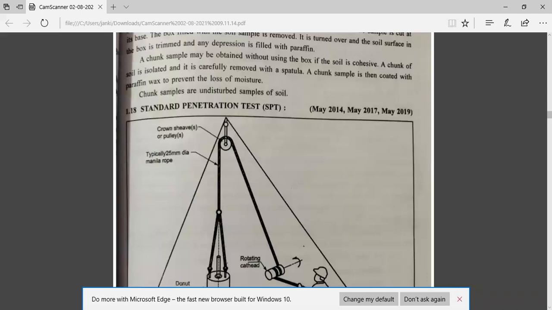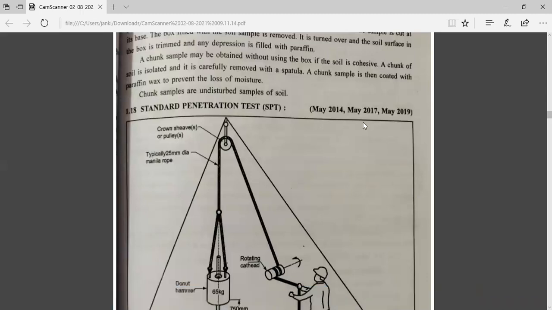Okay, good morning, students. Today in the last lecture, we saw different types of testing, right? So, today we learned about the standard penetration test, which is known as SPT, which is the most important subject, right?